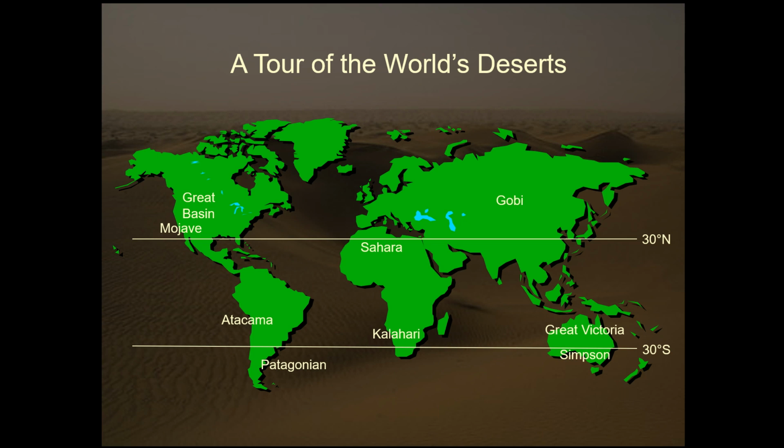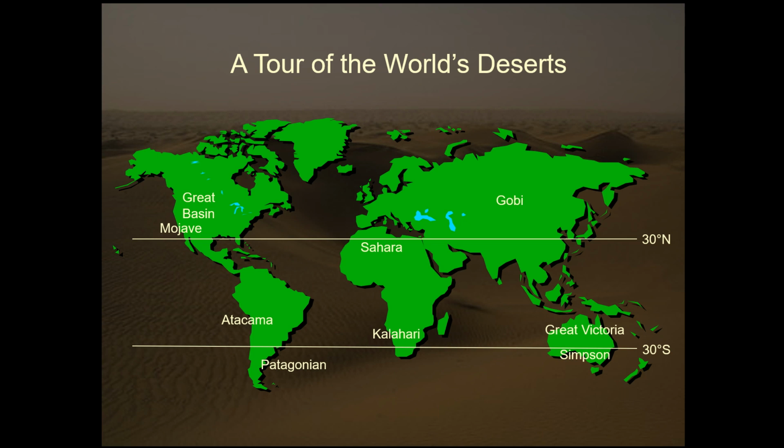Just a quick tour and look at the world's deserts. I've marked the big ones on here. There are a lot of smaller ones, but these are the major deserts of each continent: the Gobi in Central Asia, the Sahara in North Africa, the Kalahari in South Africa. And then looking at the U.S., we've got the Great Basin, which is the largest desert in North America, the Mojave. This is only a partial list. The Atacama in South America, the Patagonian Desert, and then we have a few deserts in Australia as well, the Great Victoria and the Simpson.